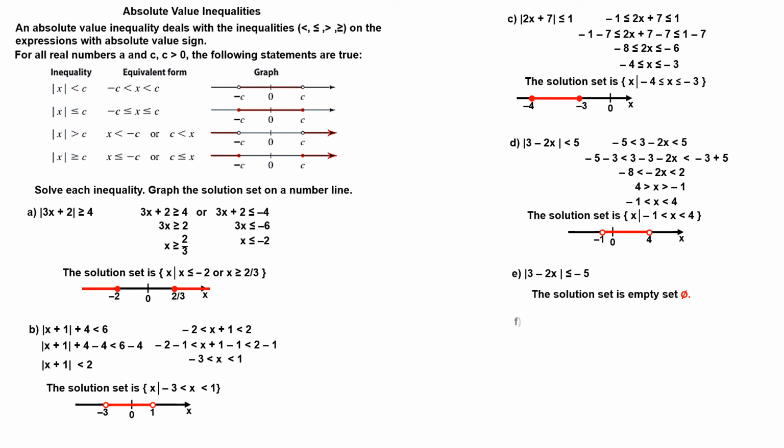Look at item F. This is almost the same as item E. We still cannot have absolute value be less than 0. However, it can be equal to 0. So this will have a solution only if the absolute value of 3 minus 2x equals 0. And we know how to solve this from the previous video.